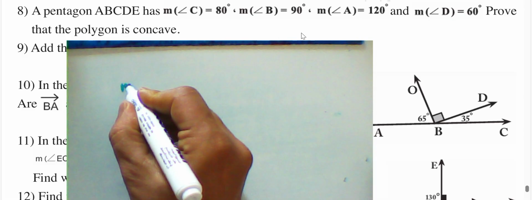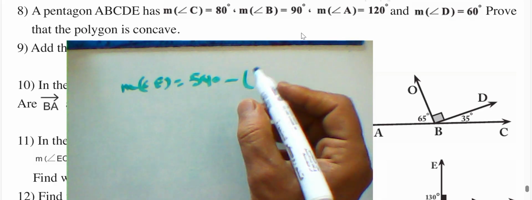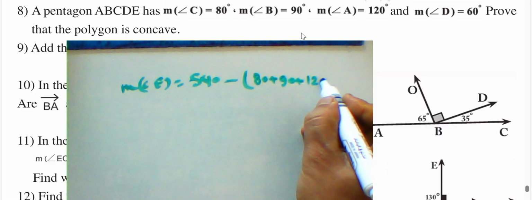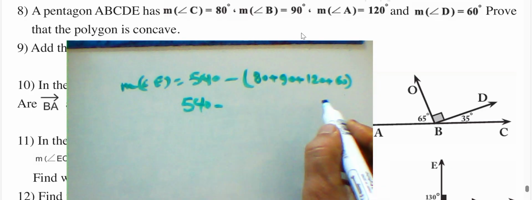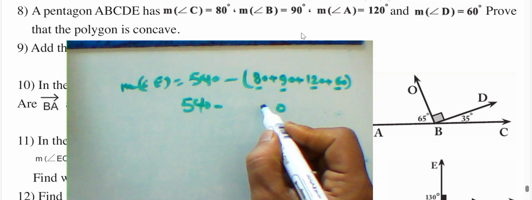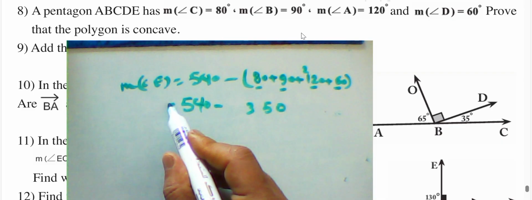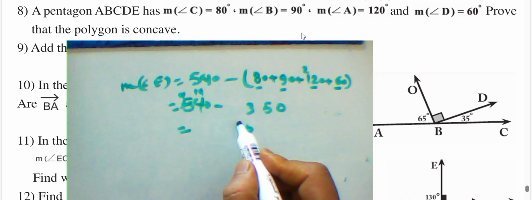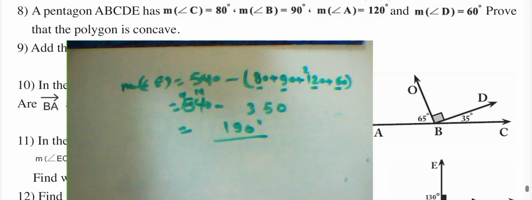We can find the measure of angle E equal to 540, because it's a pentagon and the sum of interior angles is 540, minus 80, 90, 120 and 60. 0 plus 0 plus 0 equals 0, 6 plus 2 is 8, 8 plus 9 is 17, 17 plus 8 equals 25, 5 and carry up 2, plus 1 is 3. Then we find the difference: 14 minus 5 is 9, and 4 minus 3 equals 1. Then the angle here will be 190.